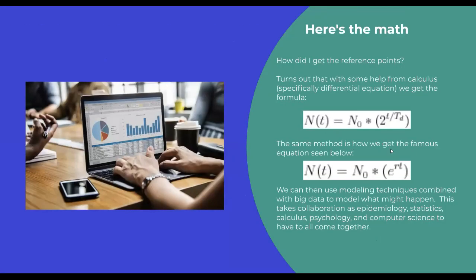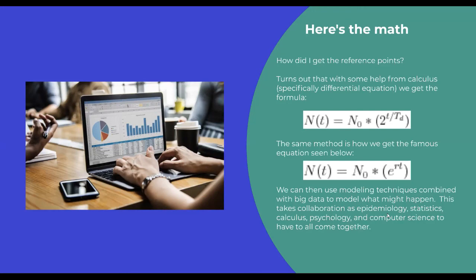This is the same way that we get the famous equation that a lot of people who know about this are probably thinking of, which is N of t equals N naught times e to the rt, right? And e is a whole other story that we could talk about. And of course, we can't go into differential equations, calculus, and natural logarithms in this one little tiny course. But we can use this data, and we can use modeling techniques combined with big data to figure out what might happen in the future.